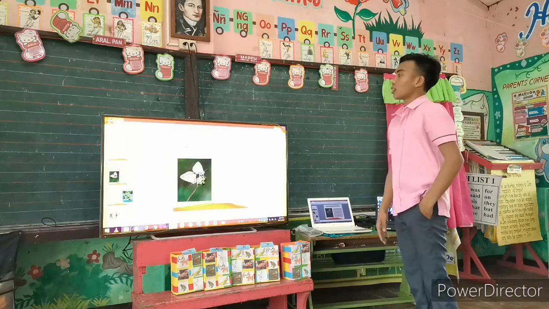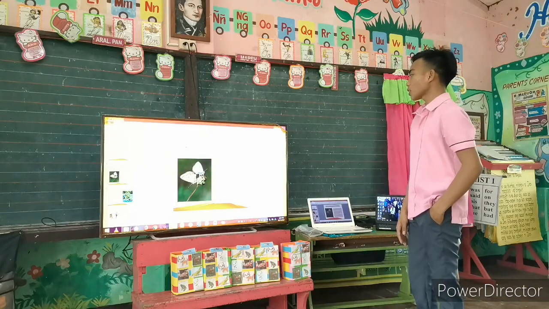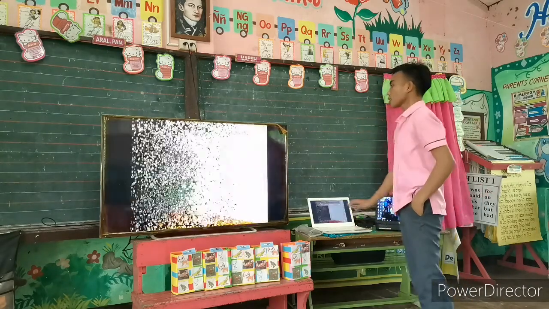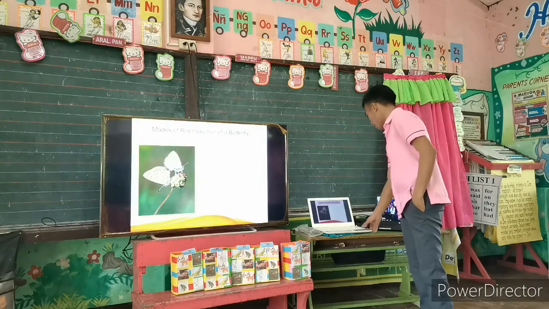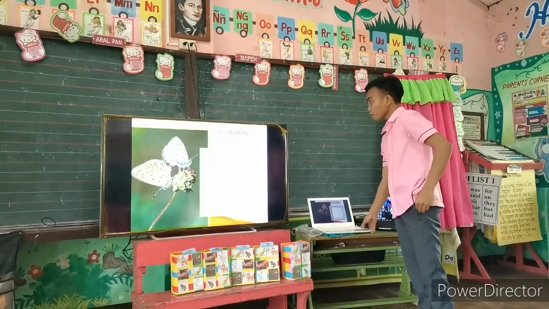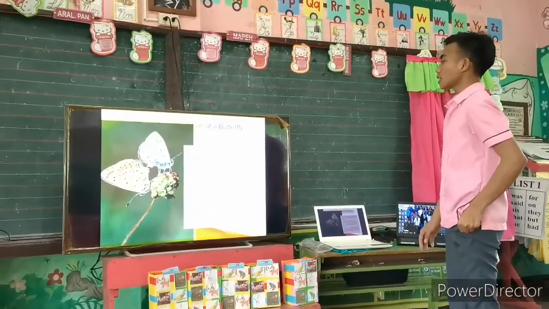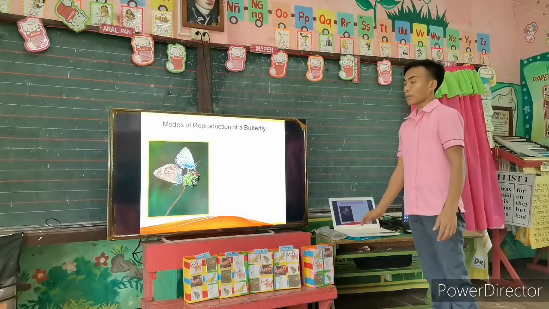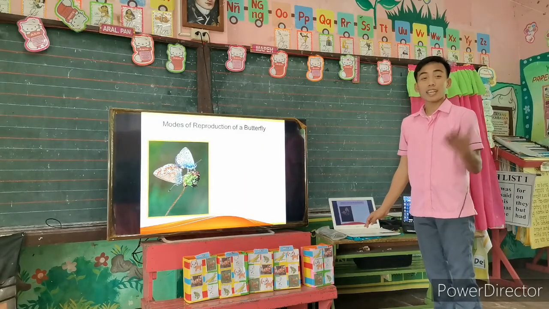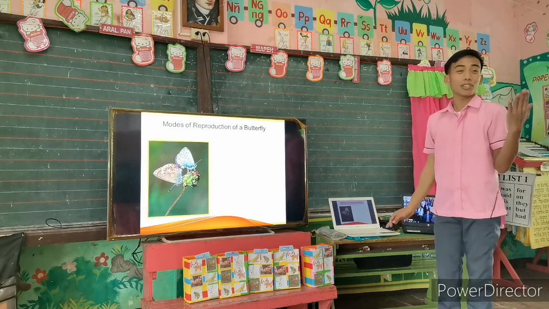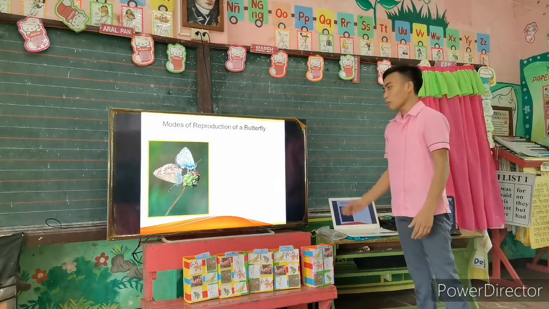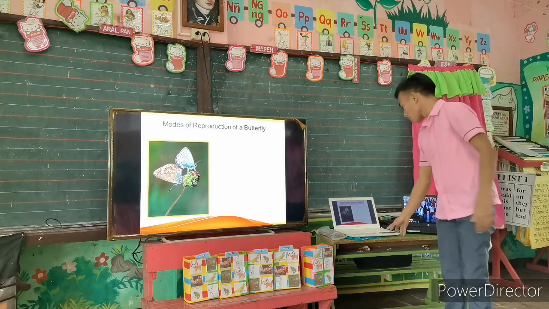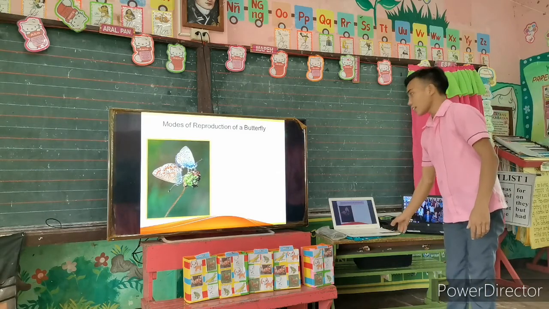The first one, we will tackle the modes of reproduction of a butterfly. The male will release special chemicals called pheromones. Okay, class, what picture is this? Yes, very good. It is a butterfly. How many butterflies are there? Yes, very good. Two.